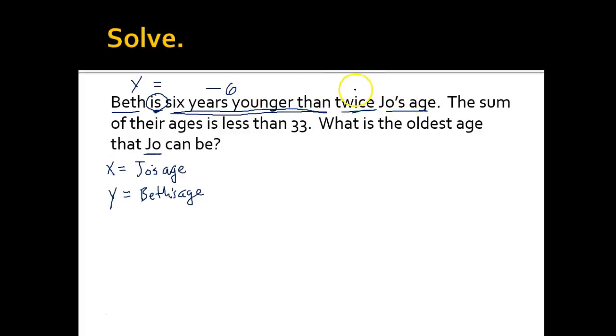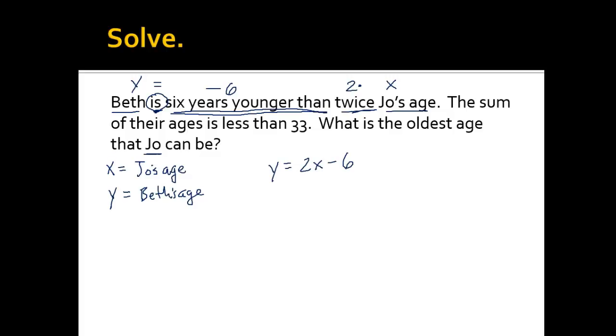Okay, twice, what does that mean? Hope you know that means 2 times. And 2 times what? Joe's age. Joe's age we decided was x. So there is what that sentence means. I can rewrite it with a little bit of reordering help. Y equals 2x minus 6. And that again means that Beth is 6 years less than 2 times Joe's age. Okay, you get it. Let's go to the next sentence.